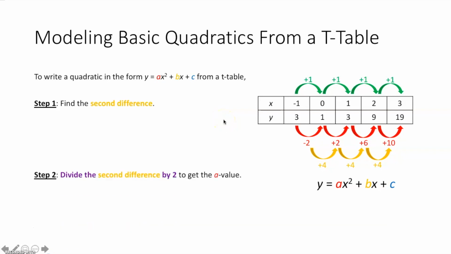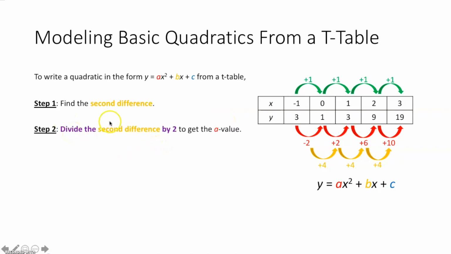Perfect. So what we want to do, take that second difference and divide it by 2. That'll give us the a value of our given function. So here, our second difference is 4. If we divide that by 2, we get 2. Therefore, our a value of our quadratic function is 2.